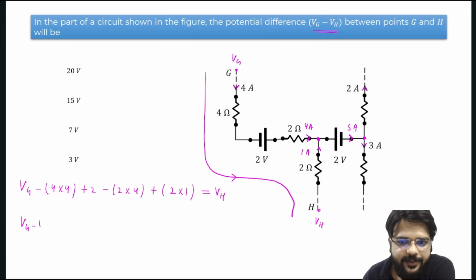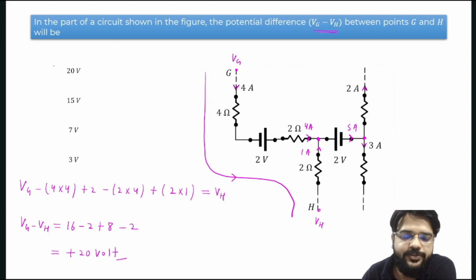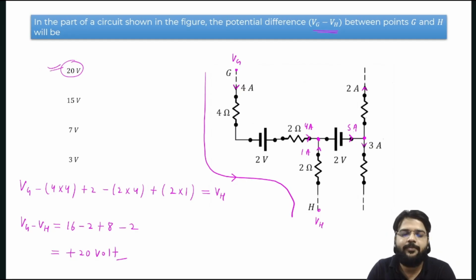So Vg minus Vh is equal to plus 16 minus 2 plus 8 and minus 2, correct? So how much are we getting after simplification? It is plus 20 volt. So finally, the potential difference between G and H, how much are we getting? It is plus 20 volt. This is the final answer, correct? Plus 20 volt. So note down everyone, and let's see one more question.